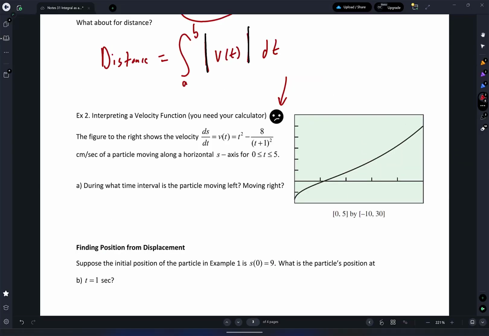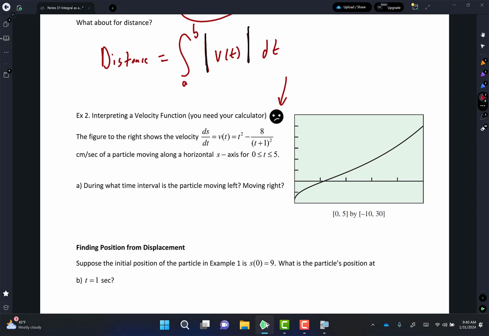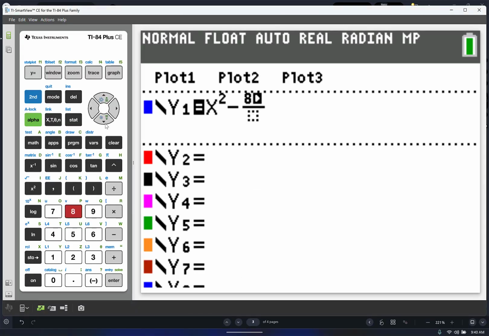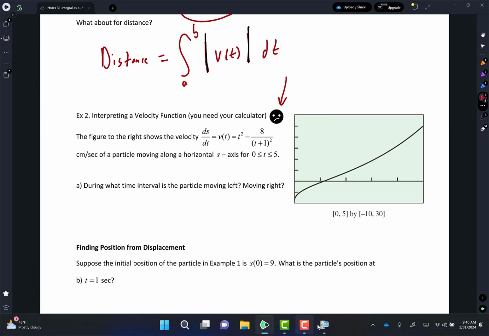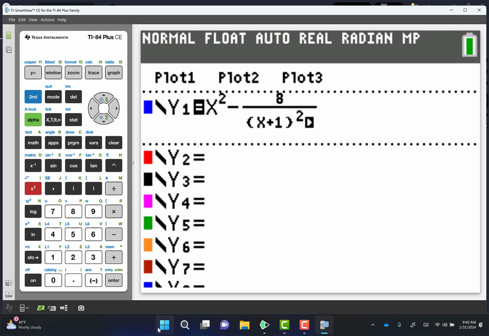Minus, and then I'm going to use a fraction feature, guys. Alpha link or alpha y equals, and then enter, whichever one. I think the alpha link is faster. And then type in 8 over, and I'm going to open up a parenthesis, and then what was it? X plus 1, close parenthesis, and then square. So we're good, right?